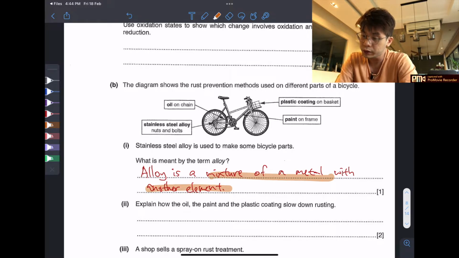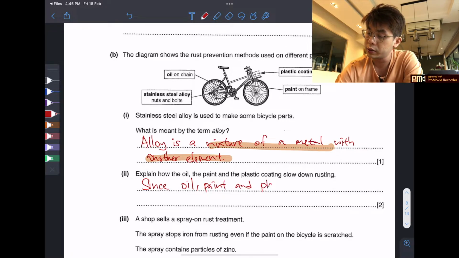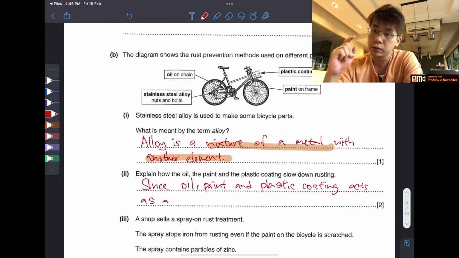Okay? Now, explain how the oil, paint, and plastic coating slow down rusting. We all know that oil, paint, and plastic coating are all physical protection. There are several keywords that we need to say. So we say since, right? Since is like explain. So since oil, paint, and plastic coating act as, this is the magic word, a physical barrier.